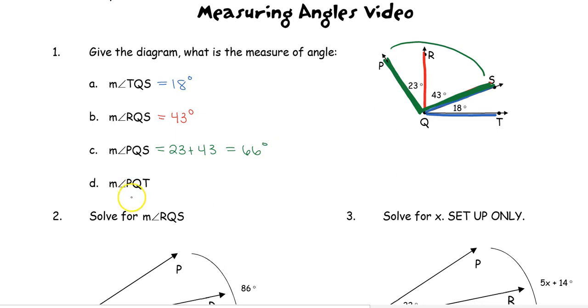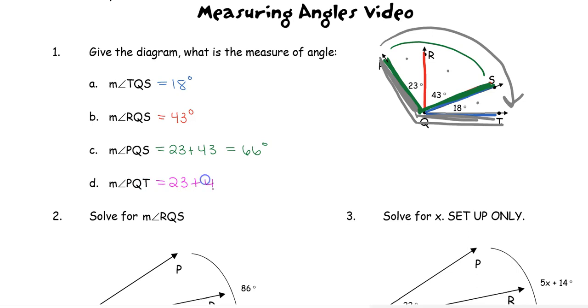Last one here, we want PQT. All right, so even more work we're looking at here. If I'm going from P to Q to T, as I trace that pattern on our diagram, it's talking about this whole angle, this entire thing. It takes all 1, 2, 3 of those small angles together to give me the big one. So we have to do 23 plus 43 plus 18. We can add as many angles as we need to equal the whole. So the big one, PQT, required all 3 small angles together.